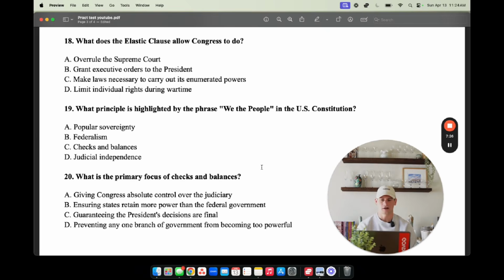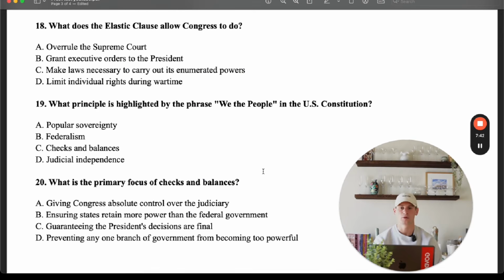18, what does the Elastic Clause allow Congress to do? You have a couple of powers that Congress has. So one, you have express powers, but you also have implied powers. So let's take a look at the answer choices here. A says overrule the Supreme Court. B says grant executive orders to the president. C, make laws necessary to carry out its enumerated powers. And D, limit individual rights during wartime. So A doesn't allow, that doesn't exist, right?